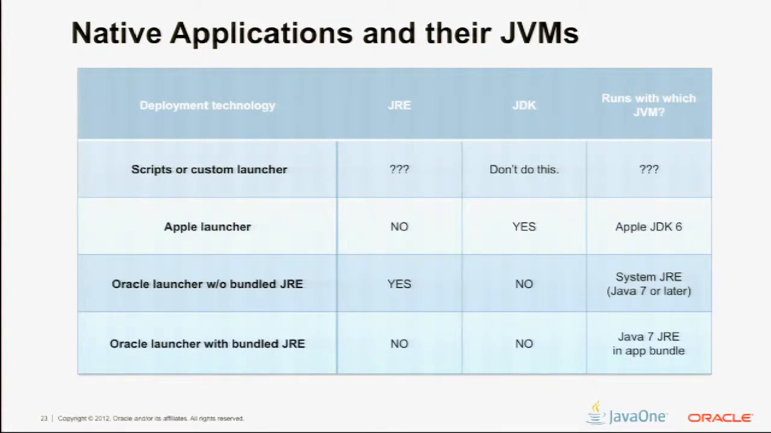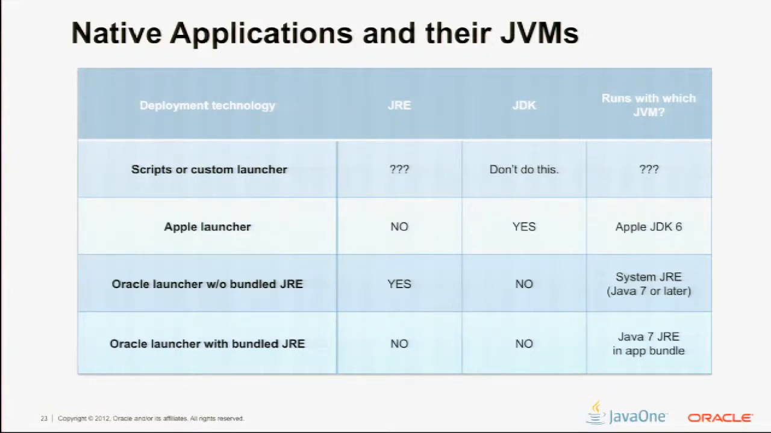The next step up, and the other thing too is that this is sort of an evolutionary chart, if you will. The next step up was the Apple launcher, which is basically Java 6 based tools. It will not use the JRE, but it will use a JDK, specifically Apple's JDK for Java 6. Your next choice, which is better than the previous two, is to use the Oracle launcher and bundling tools with no bundled JRE. So it will use the system JRE, it will not use the JDK.